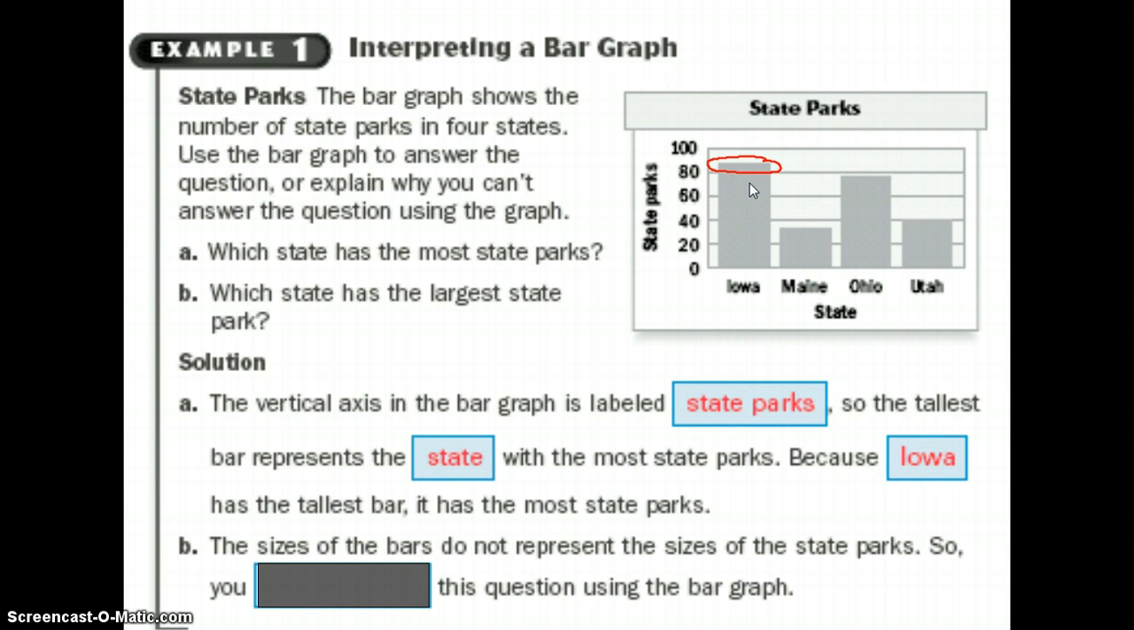Part B, which state has the largest state parks? Well, let's think about what this bar graph is saying. It's telling you the number of state parks in 4 states. This bar means that there are about 90 state parks in Iowa. Does it tell you which one has the largest? No, it does not. So you cannot answer this question using this bar graph.